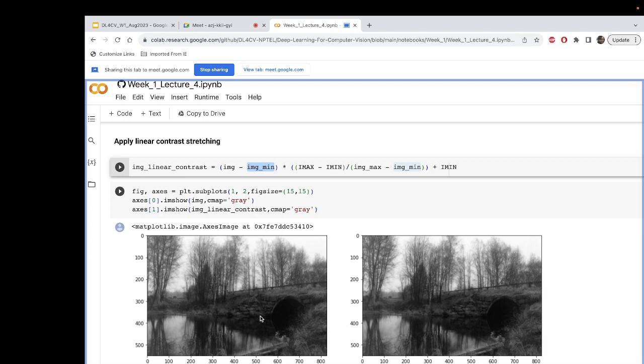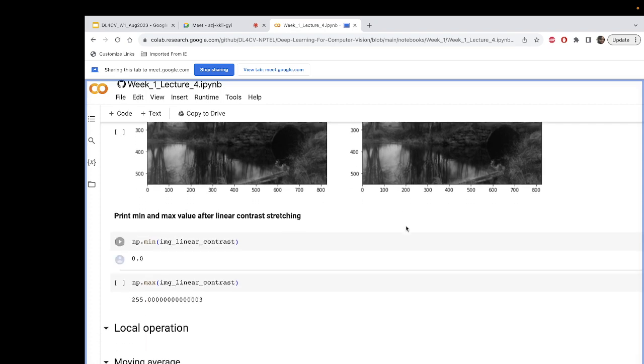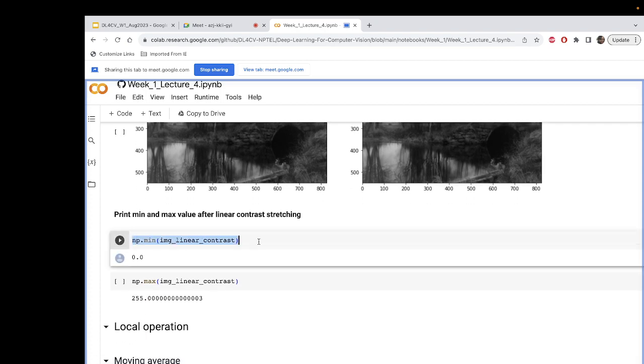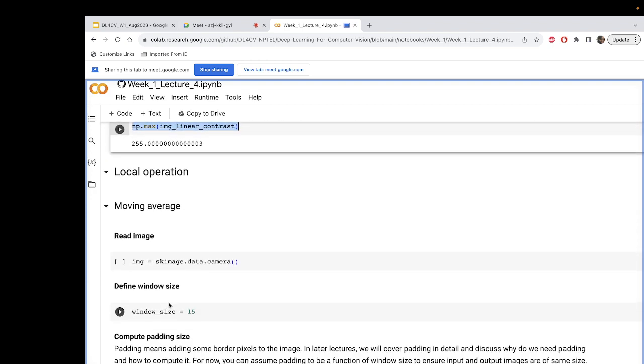Now you can see that once you have done this, your contrast has become so much better. While the image was a little bit grayer, if you go back and look, you'll see that the darker parts of the image have become even darker. This has enhanced your image much more and increased its contrast. After this operation, you can print the minimum and maximum, and you can see they have become 0 and 255 like you intended.